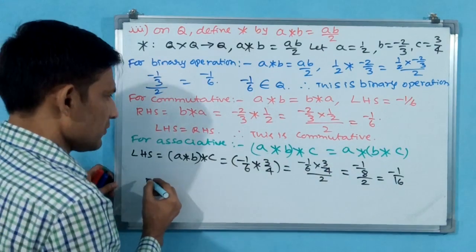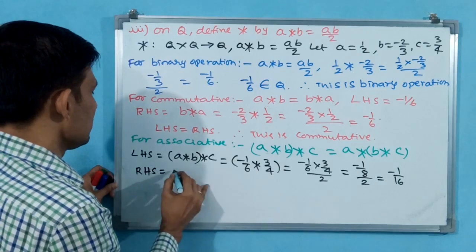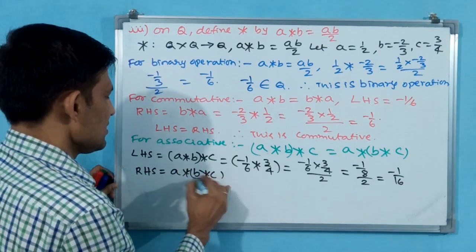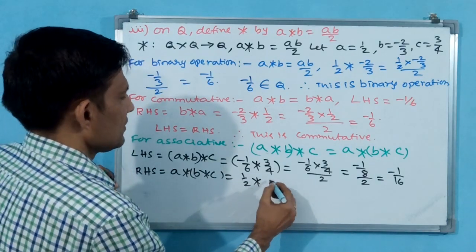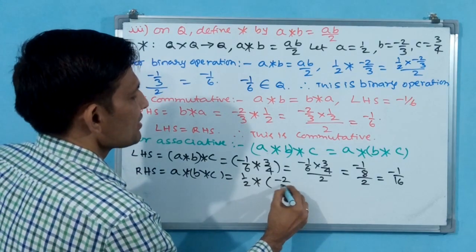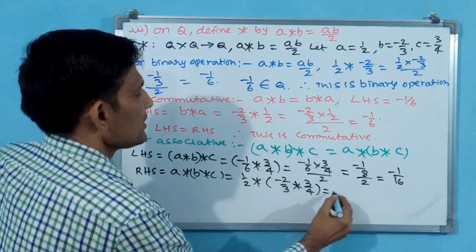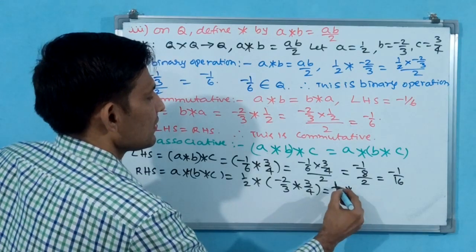You go for RHS now. RHS is equal to A star (B star C), that is equal to, A is how much? 1 by 2 star, B is minus 2 by 3 star 3 by 4, that is equal to 1 by 2, the same will come, star.